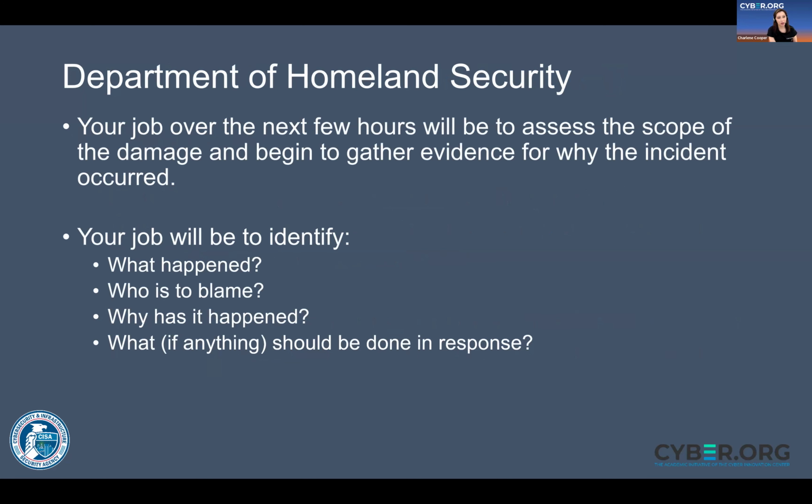And then students have this job, and we say over the next few hours, this would usually take about 3 class periods, is to assess the scope of the damage and begin to gather evidence for why the incident occurred. And again, they're looking at what happened, who is to blame, why it happened, and then what, if anything, should be done in response.